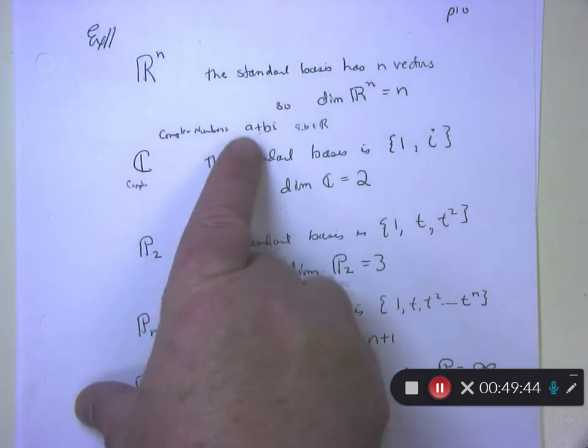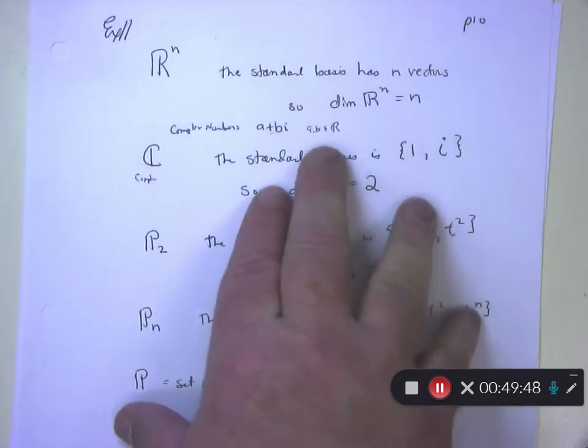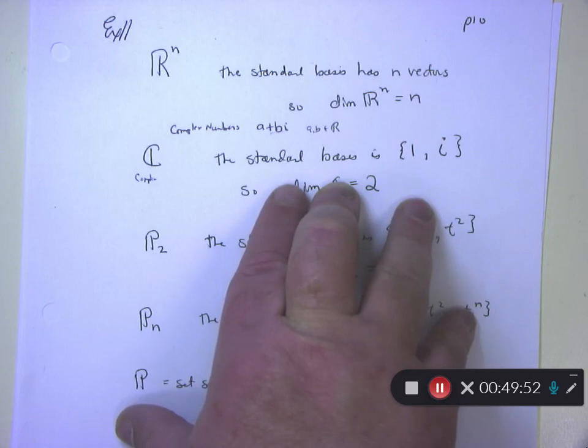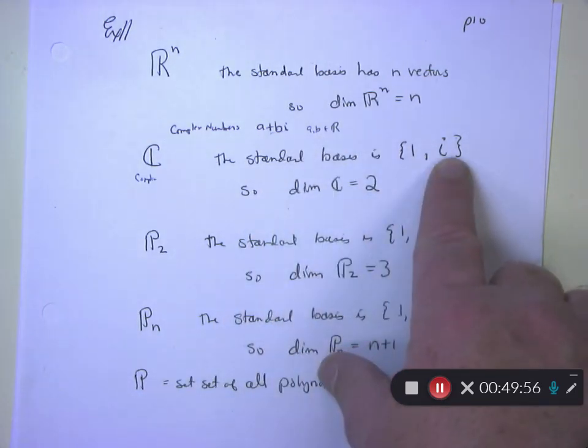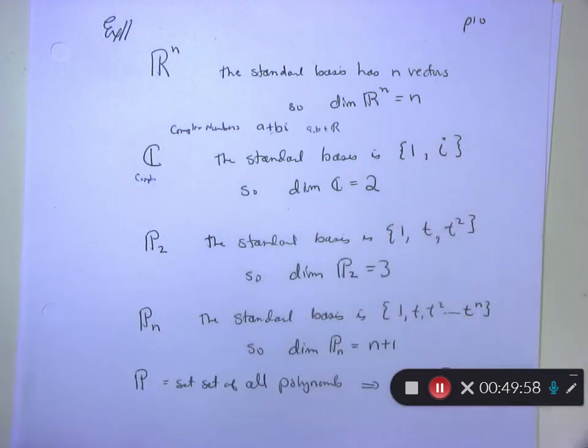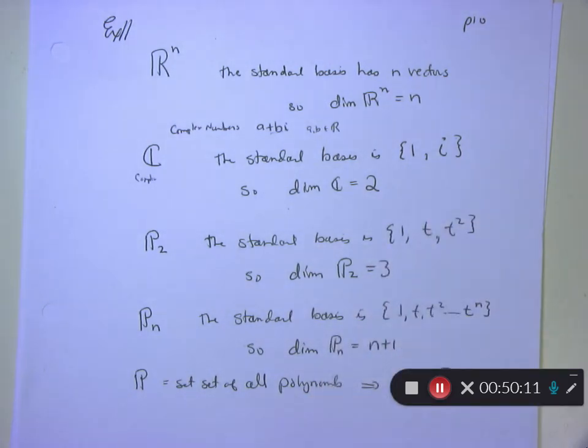Complex numbers: a plus bi, where a and b are real. The standard basis is going to be 1 for the real part and i, the square root of -1, for the imaginary part. So officially, the dimension of the complex numbers is actually 2. Does that make sense? Because you have the real part and the imaginary part. That's your dimension 2.